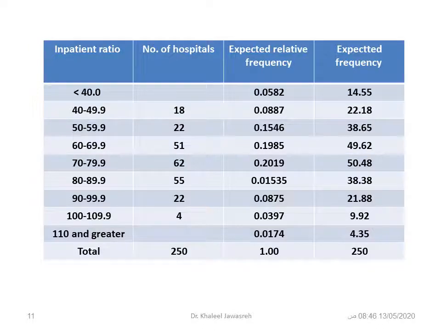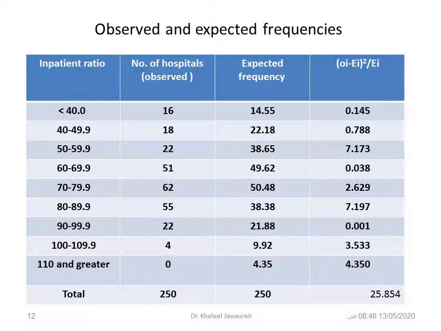And you see here the total is 250 hospitals, and the relative frequency is 1, just to calibrate your answers, so you can detect whether it is true, or whether you have some problems in the calculations. Just add the expected relative frequencies, all of them should equal 1, and the summation of the expected frequencies that you calculate will be 250. Okay, these are the expected frequencies, and the observed and expected frequency is just the number of hospitals.